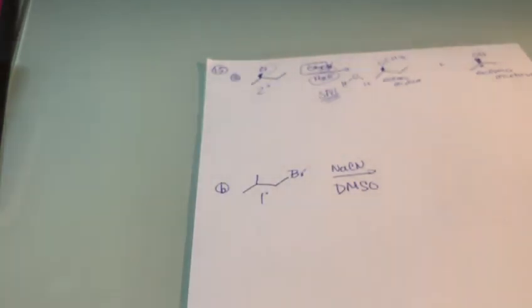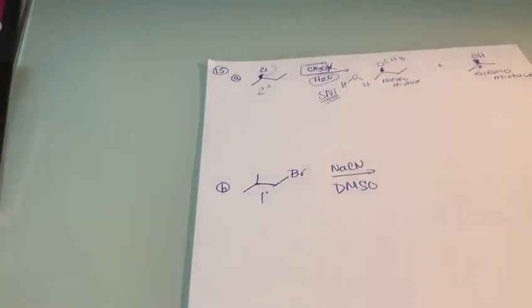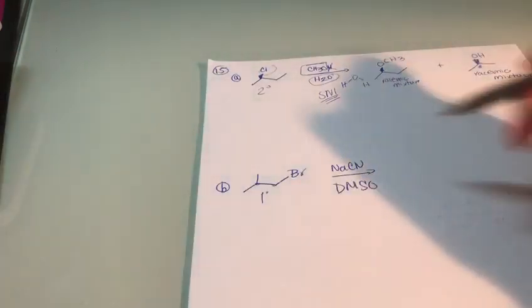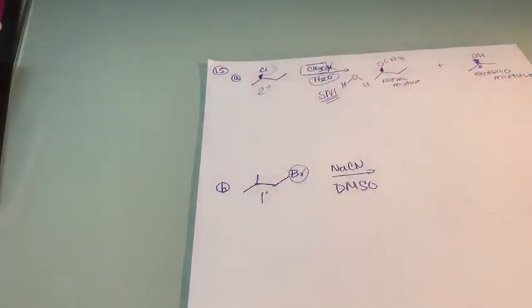In this case, we have a primary haloalkane. This carbon is only attached to another carbon, so it's a primary haloalkane. Okay, let's identify the leaving group. The leaving group is this halogen. And what is the nucleophile in this case?